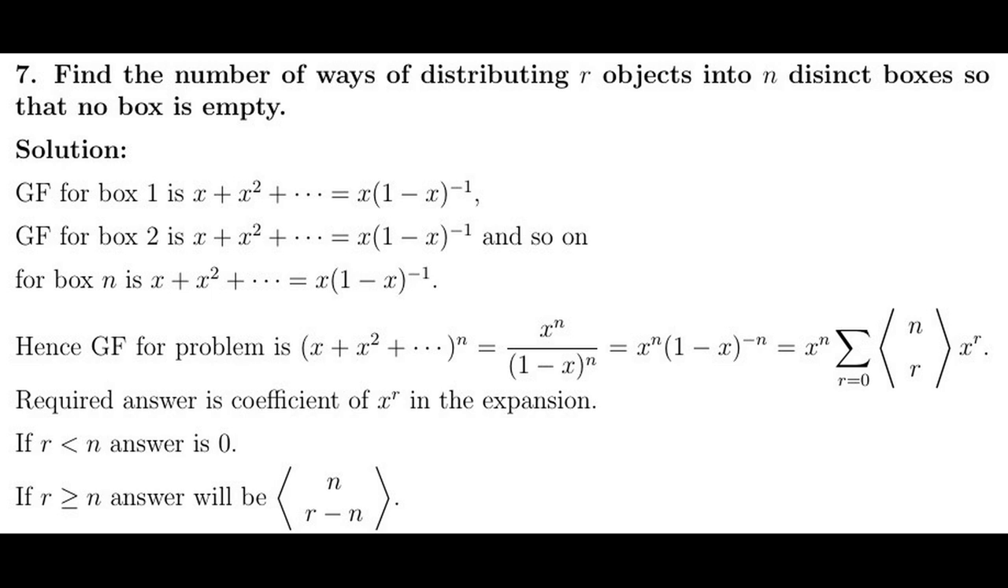This is shifting right by n zeros. So generating function is x raised to n into (1 minus x) raised to minus n. So x raised to n comes out common, sigma r goes from 0 to wherever we want, n elbow r x raised to r. So the required answer is going to be the coefficient of x raised to r in the expansion. So if r is less than n, we just cannot achieve it because we have the multiplier x raised to n. So the minimum degree of x in the expansion will be x raised to n. If we want degree lesser than that, it is not available. So if r is greater than or equal to n, the answer for this problem will be n elbow r minus n.